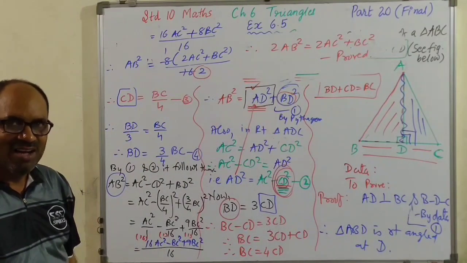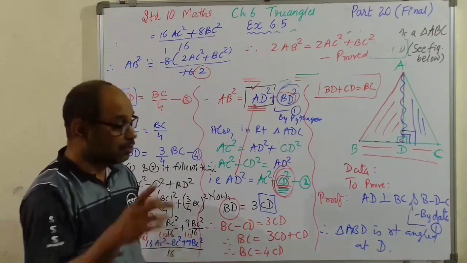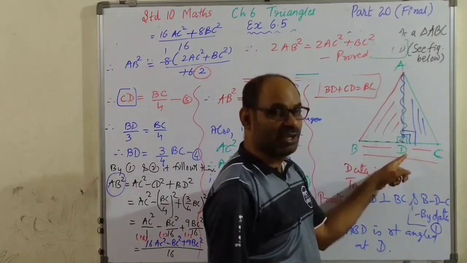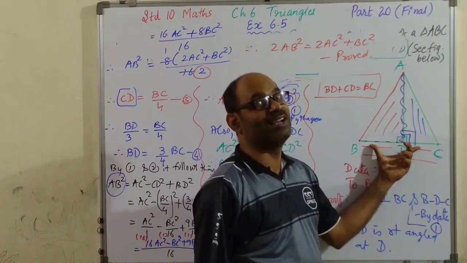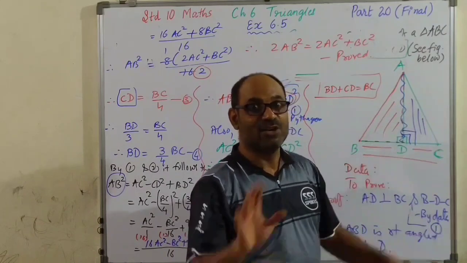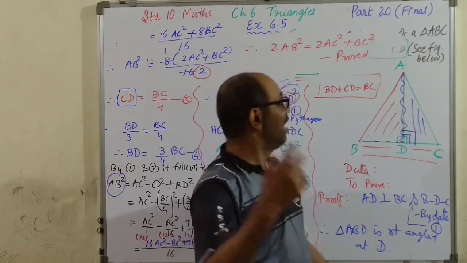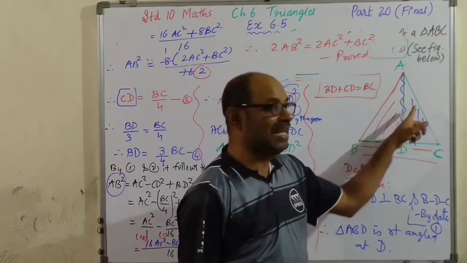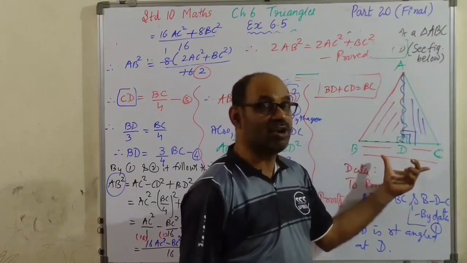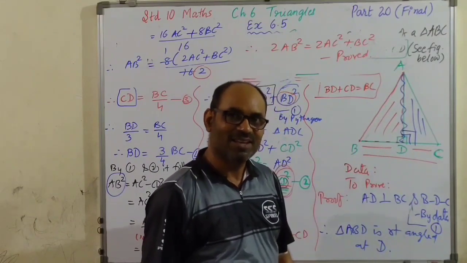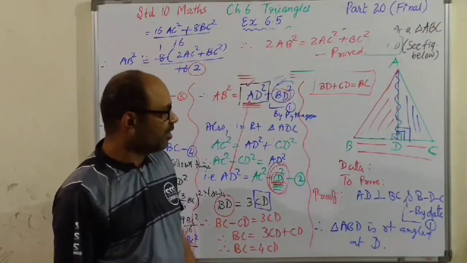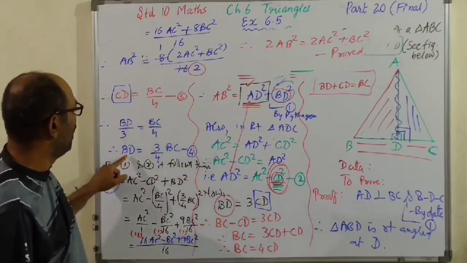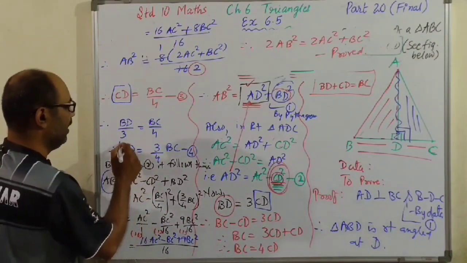Understood? Sure? You can do it by some other methods as well. See children, what mistake some children make here. This is altitude, but BC is not hypotenuse because angle A is not a right angle. So you can't use the geometric mean result here. This altitude is not on the hypotenuse. Got it?